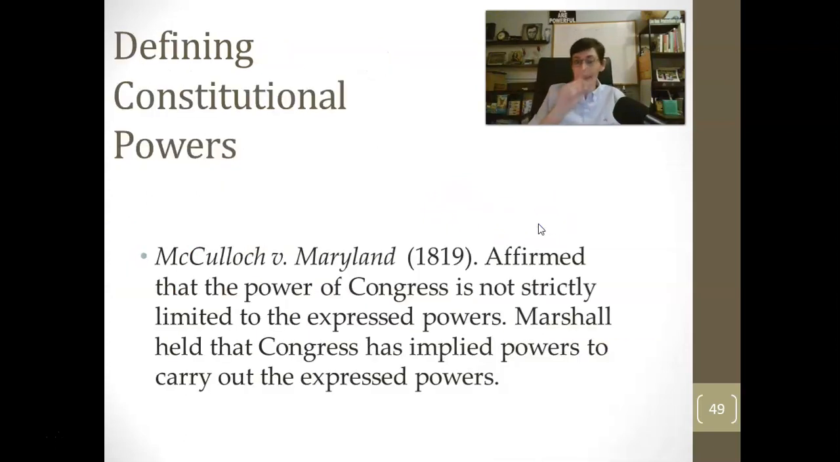Now that we've gotten that first case out of the way, that was an important foundation for the rest of what we're going to talk about tonight. We need to start looking at cases that directly involve federalism. One such case was McCulloch v. Maryland in 1819. And there's a little description there. It affirmed that the power of Congress is not strictly limited to the expressed powers, to the enumerated powers. Marshall, the Chief Justice at the time, held that Congress has implied powers to carry out the expressed powers.